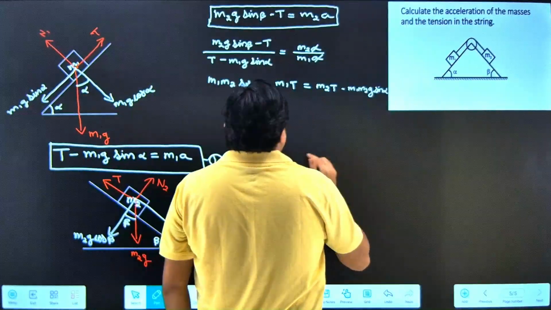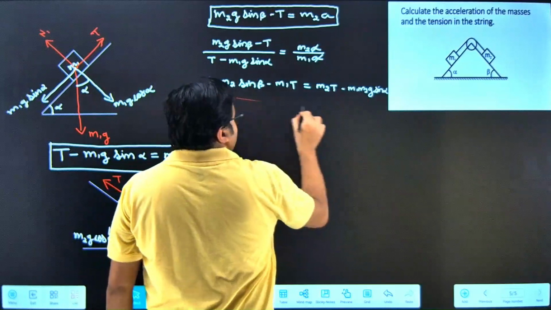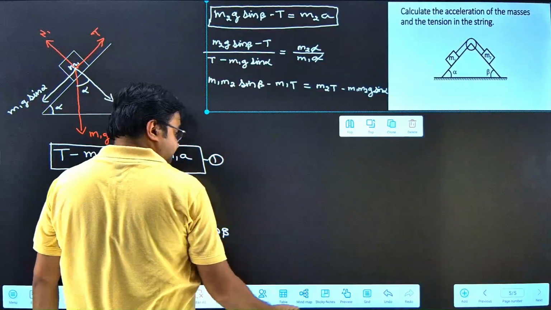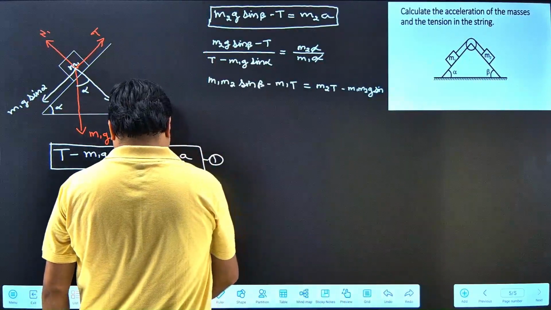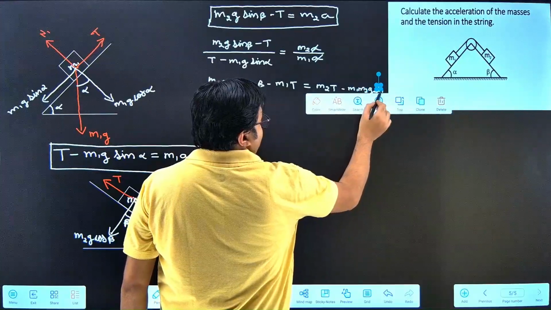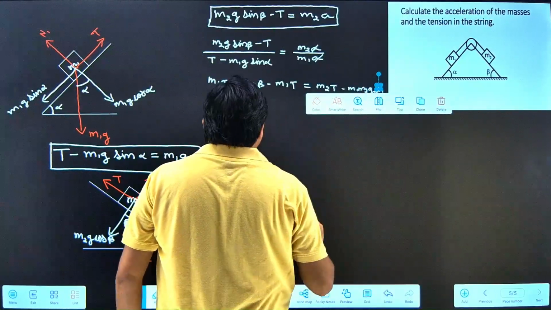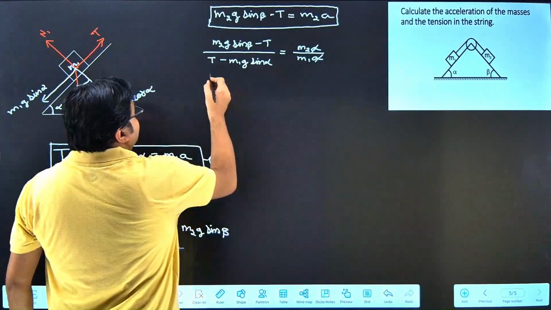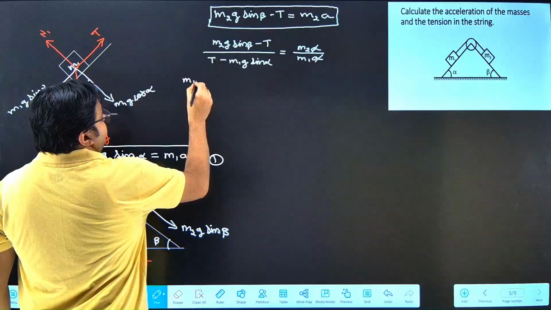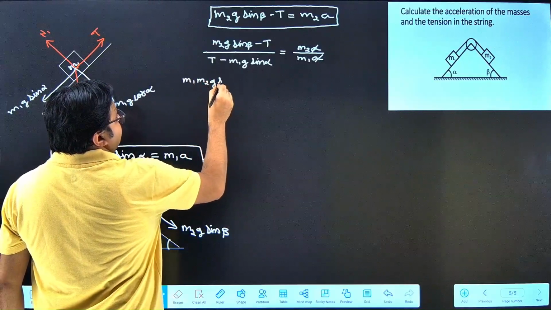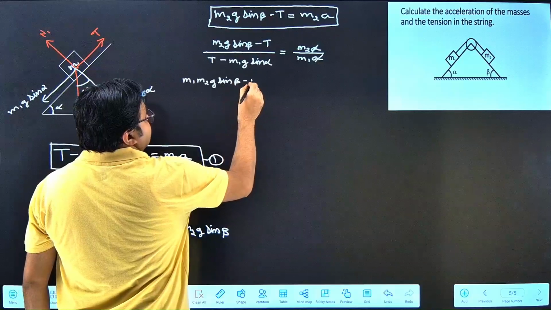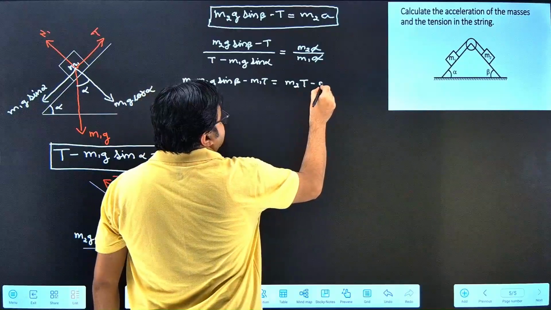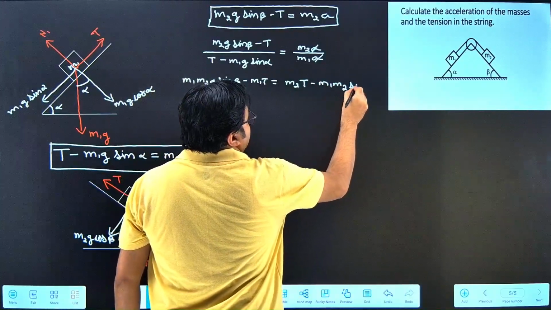right? Oh yeah, it's a little smudged there. Maybe I'll just move this a little. Quite difficult. Okay, maybe I'll just erase the whole thing and then write it again. Let me do that. It's an easier job. So we have m1 into m2 g sin beta minus m1 into t equal to m2 into t minus m1 into m2 sin alpha.